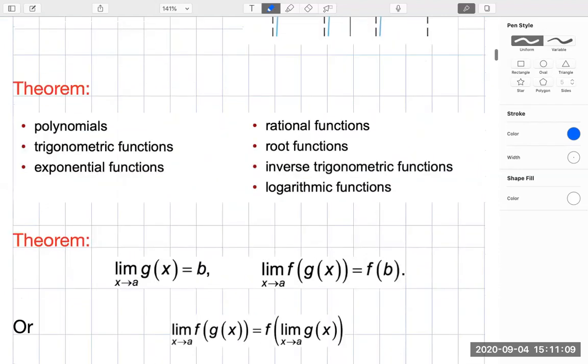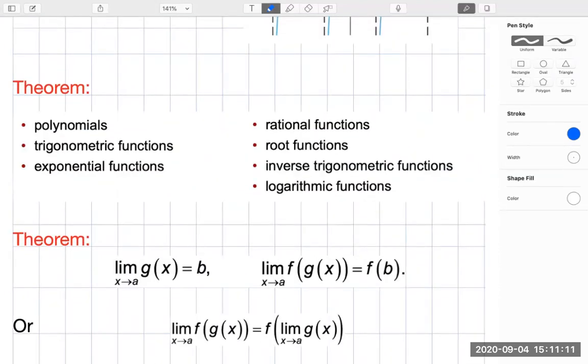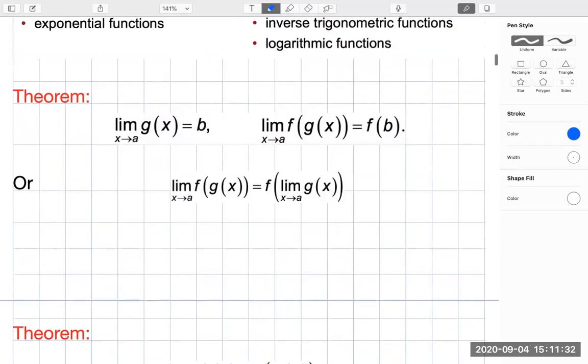Okay, the theorem: all these functions are continuous on their domain. Remember this? The polynomial, trigonometric functions, exponential function, rational function, root functions, inverse trig functions, logarithmic functions.